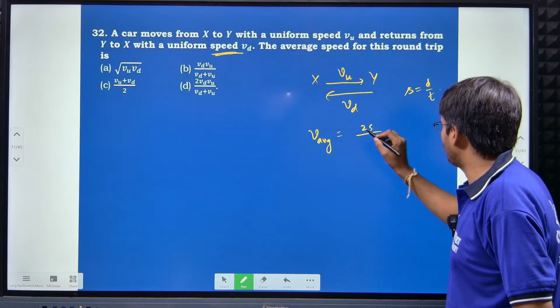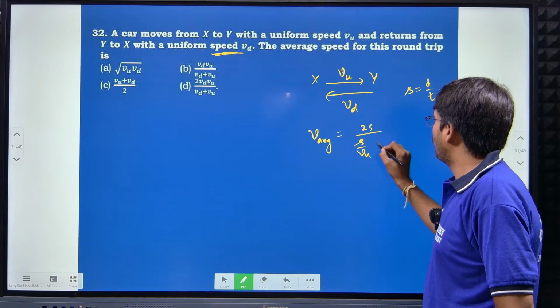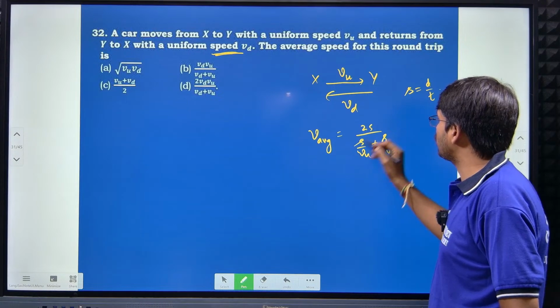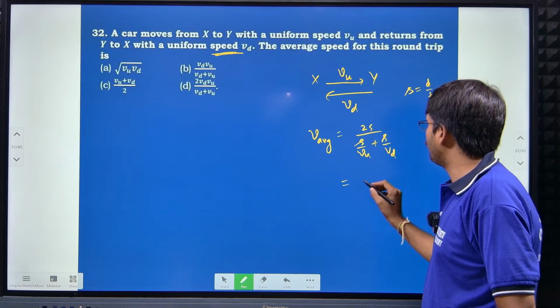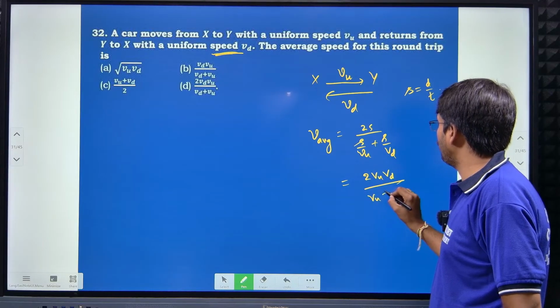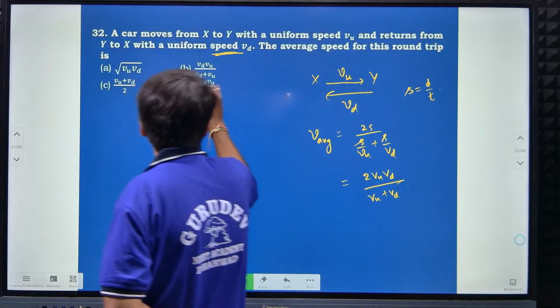Therefore for the first one, what can we write? That is s divided by vu, plus s divided by vd. So I can take s as common and cancel it. Finally we can write 2 vu vd divided by vu plus vd. So that is our right answer. That is option D.